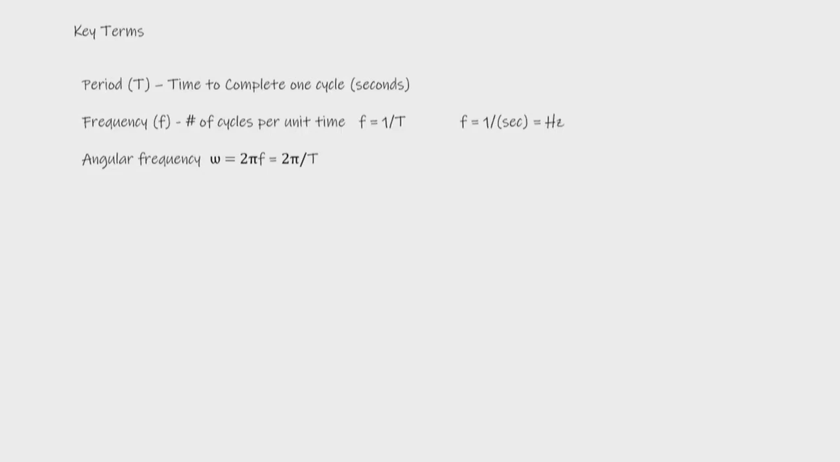We actually end up using frequency more often. And frequency is the number of cycles per unit time. So let's say I have a tire. Let's use a bicycle tire. And we've got the port where I'm going to fill up my bicycle tire, right? I can calculate the frequency based on how many times that thing goes around over a unit time.